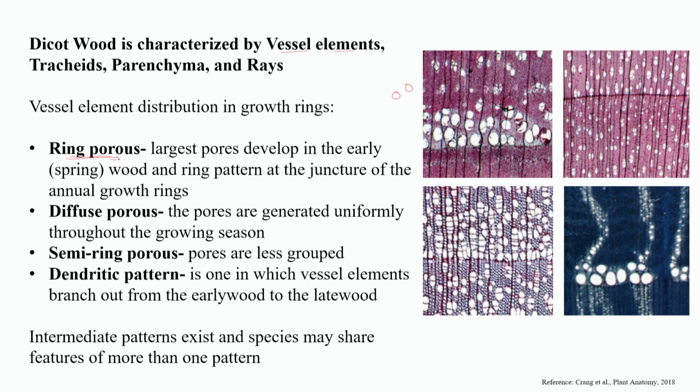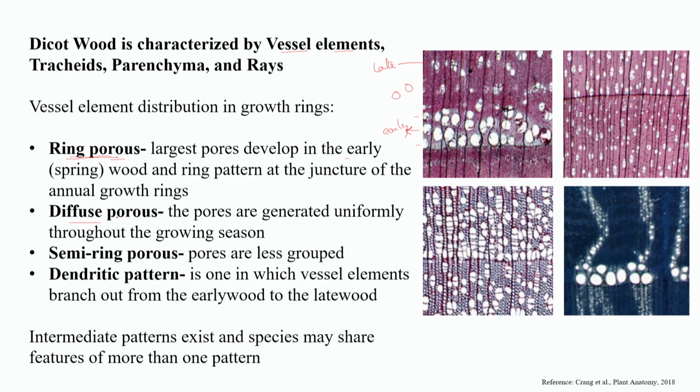Now, they are known as ring porous when these pores develop as follows. During the early season in the spring wood, the vessels are bigger because more favorable conditions are there. More vessels are formed in the early wood, you can see here, and fewer vessels are formed in the late wood. These vessels are accumulated at one particular location and form a ring-like structure. So, they are known as ring porous.